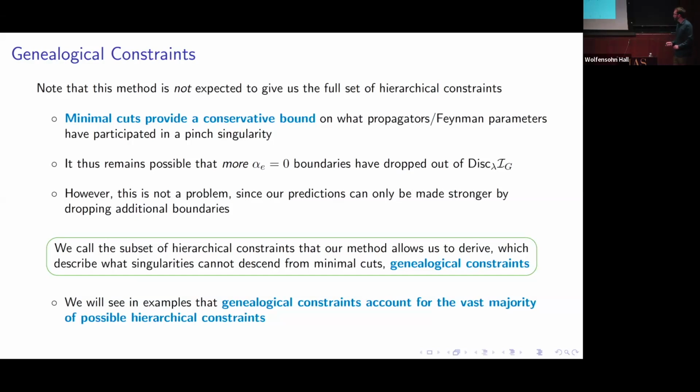So we call the subset of hierarchical constraints that our method, as I just described, allows us to describe genealogical constraints, because they essentially describe what singularities or discontinuities can descend from certain preferred minimal cuts. In practice, anyway, we will see that these genealogical constraints account for the vast majority of possible hierarchical constraints in the two-loop examples I'll show.